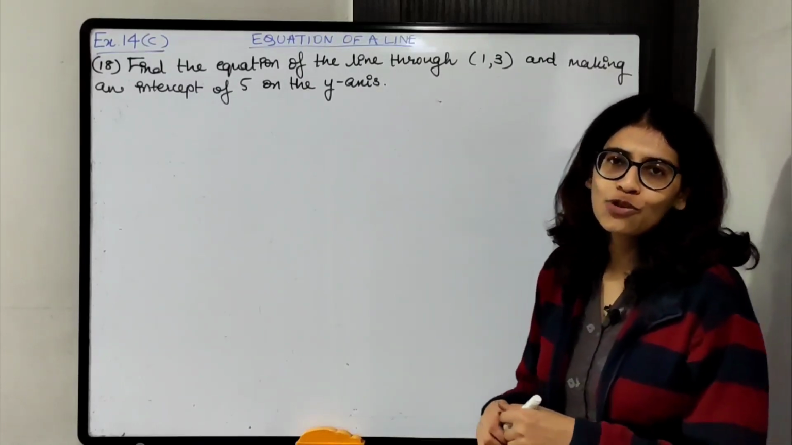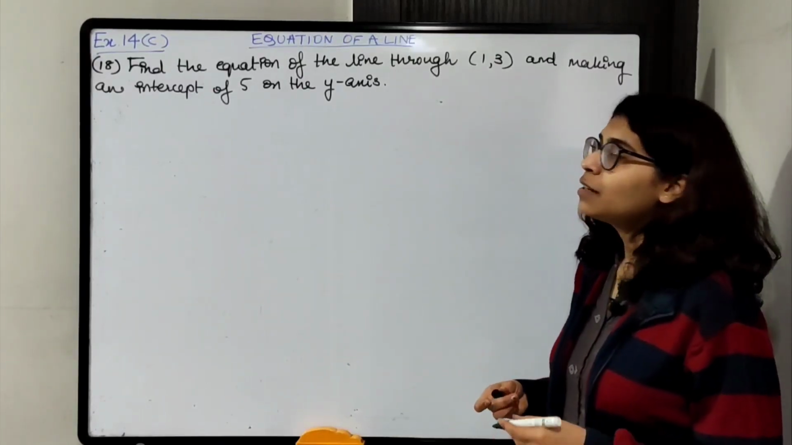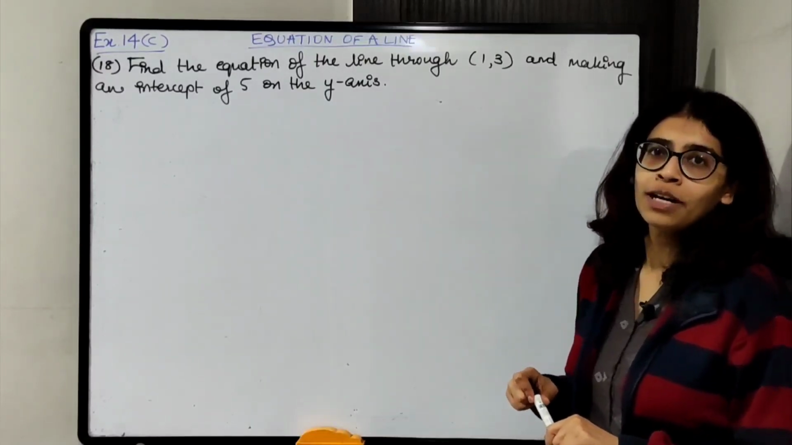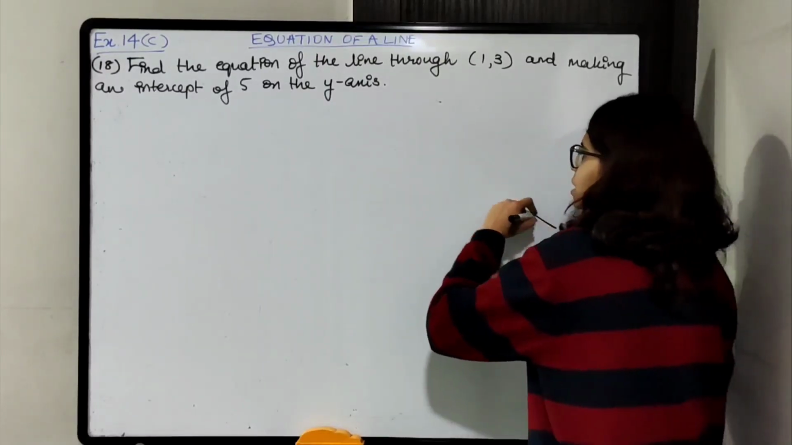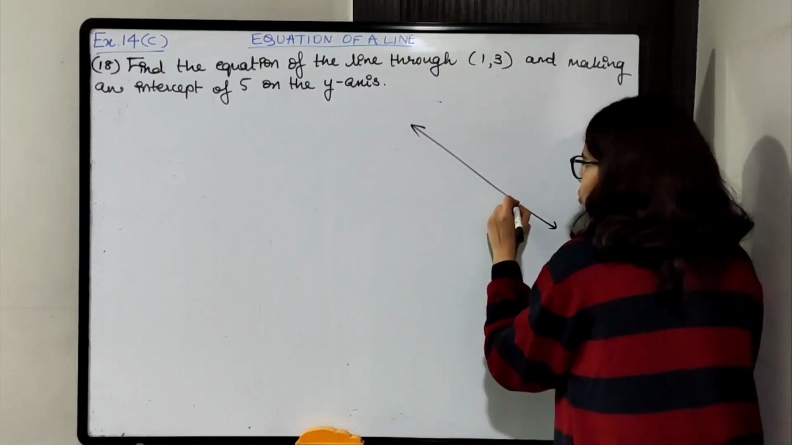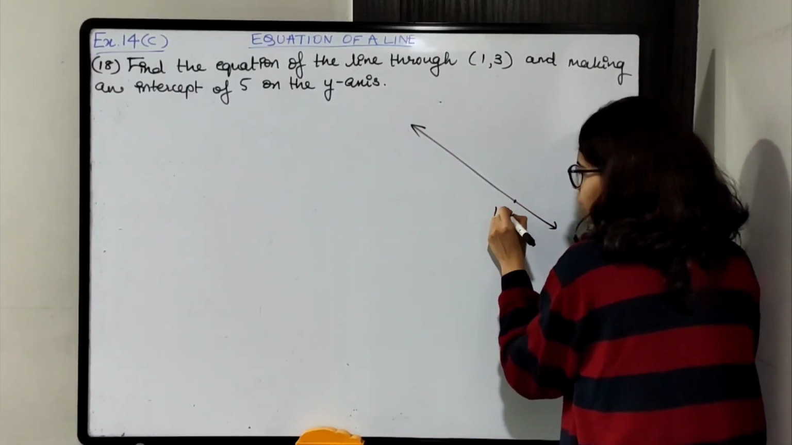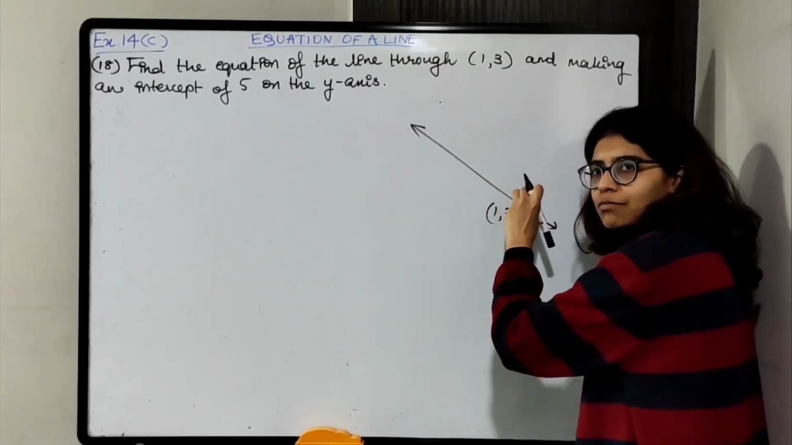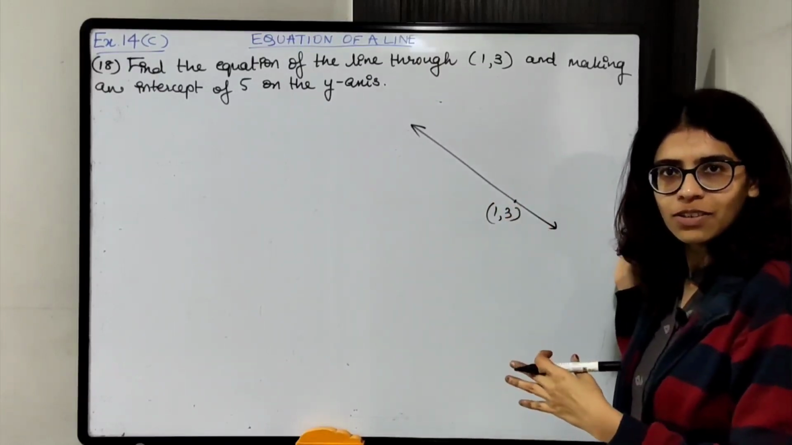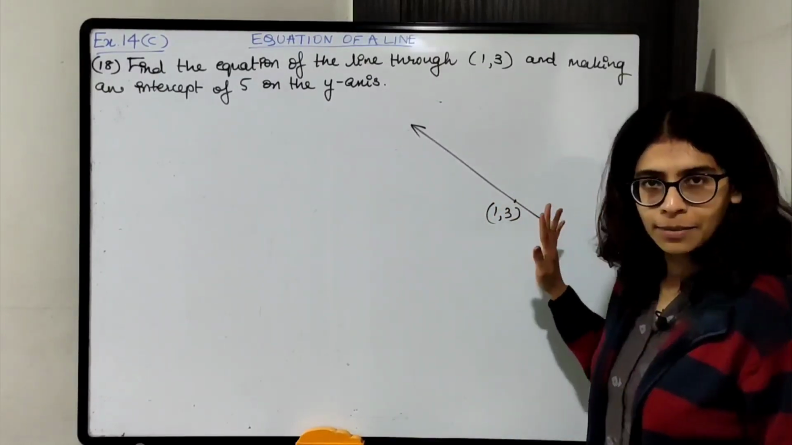We have to find the equation of the line, and the line passes through (1, 3). So there is a line which is passing through the point (1, 3). That is, this point is lying on the line. Indirectly that information is given.